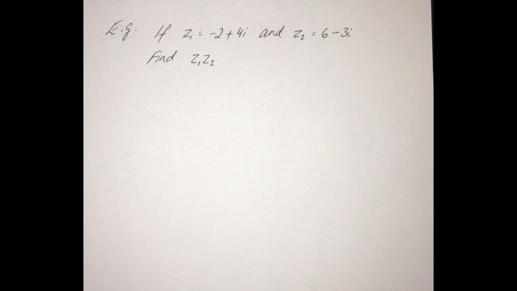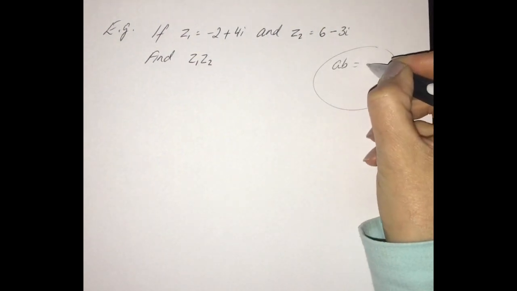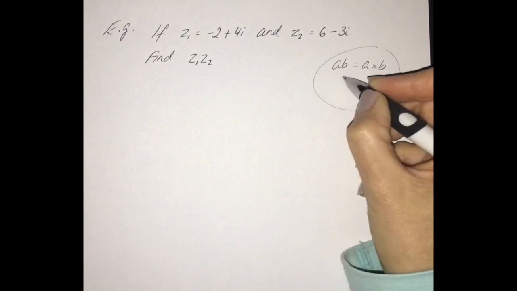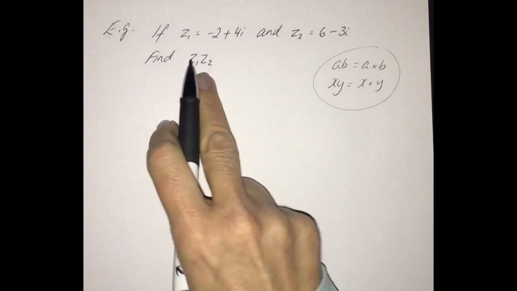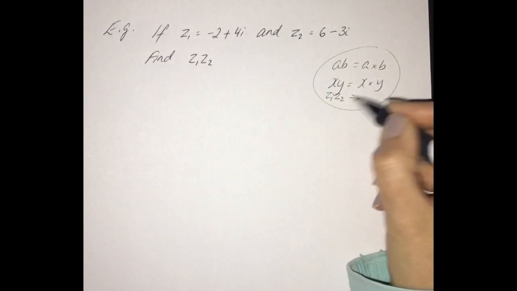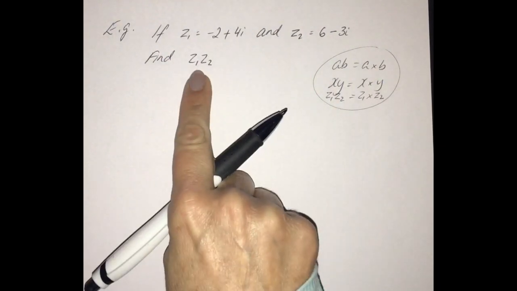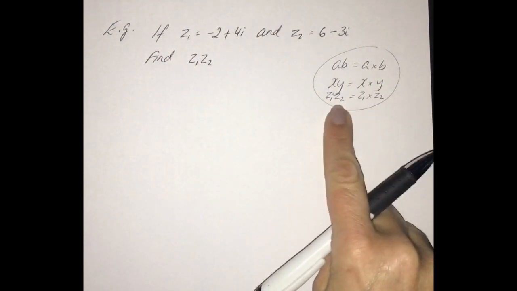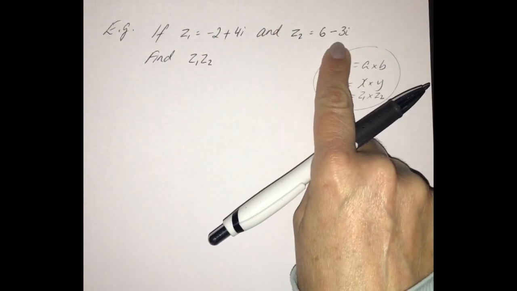For example, AB is of course the same as A times B. Or XY is of course the same as X times Y. Well, here the Z1 with the Z2 written side by side implies Z1 times Z2. So that's what they're asking me to do. They're asking me to multiply this complex number by this complex number.